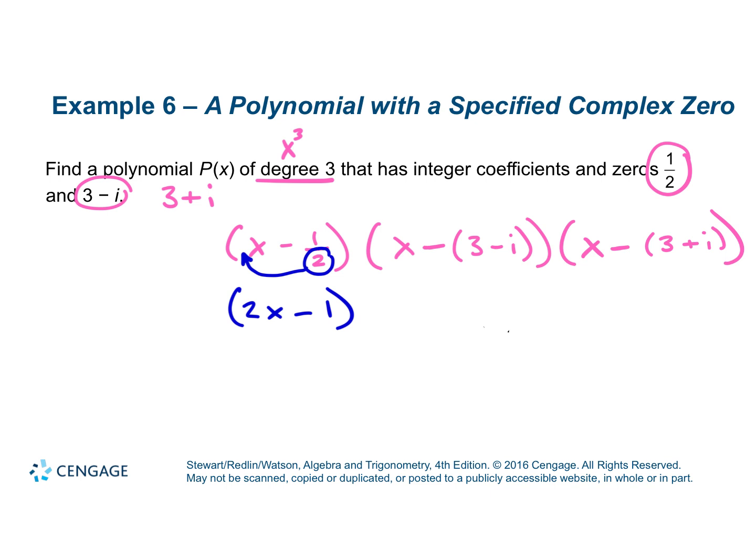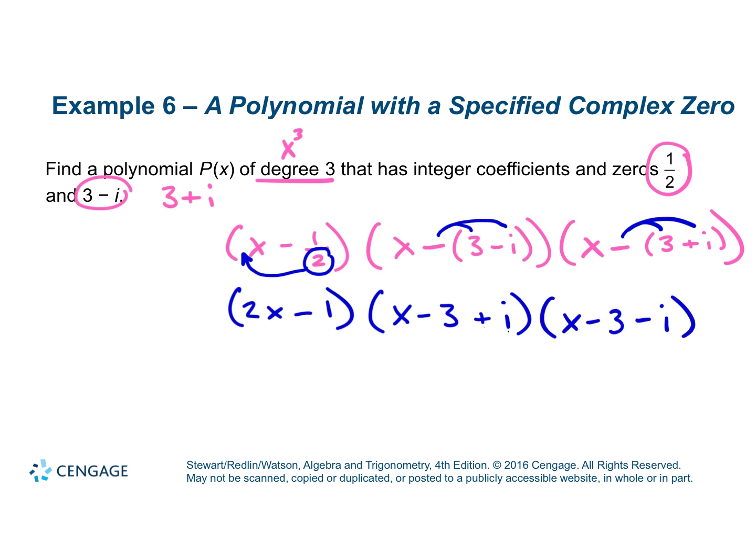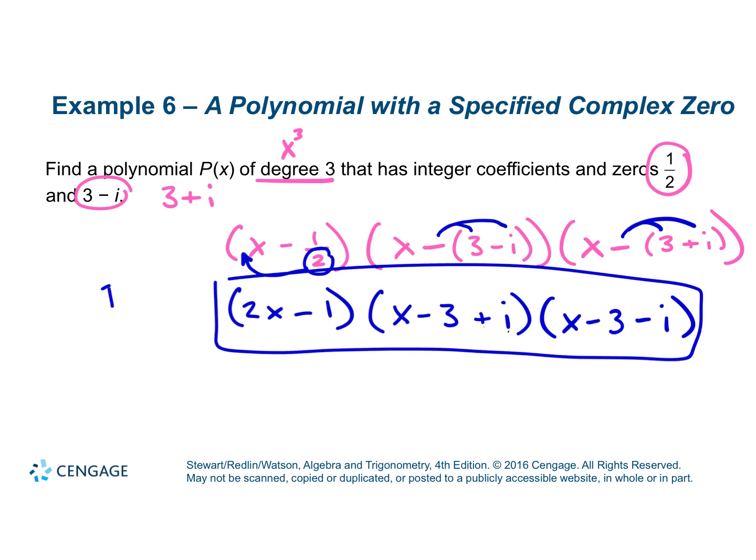Now for the next one, I want to get rid of those parentheses inside. To get rid of them, I'm going to distribute the negative. So this would be x minus 3 plus i. Same thing with the second one. I'm going to distribute the negative. So this would be x minus 3 minus i. So this would be in factored form. You would have to multiply it out to get your final answer. You'd end up with an x to the third power.